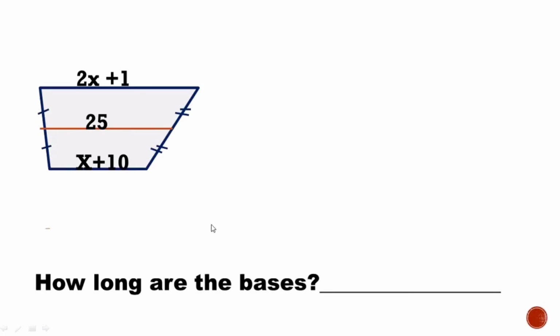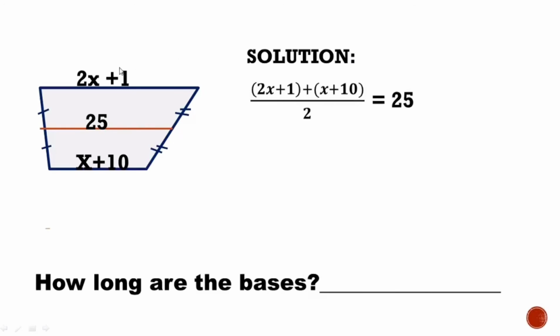So how long are the bases? For our solution, we simply add the lengths of the bases, and whatever the sum is, we divide by 2 to find the length of the median. But the length of the median is already given. So by substitution, we write 2x plus 1 plus the length of the other base, x plus 10, all over 2 equals 25.